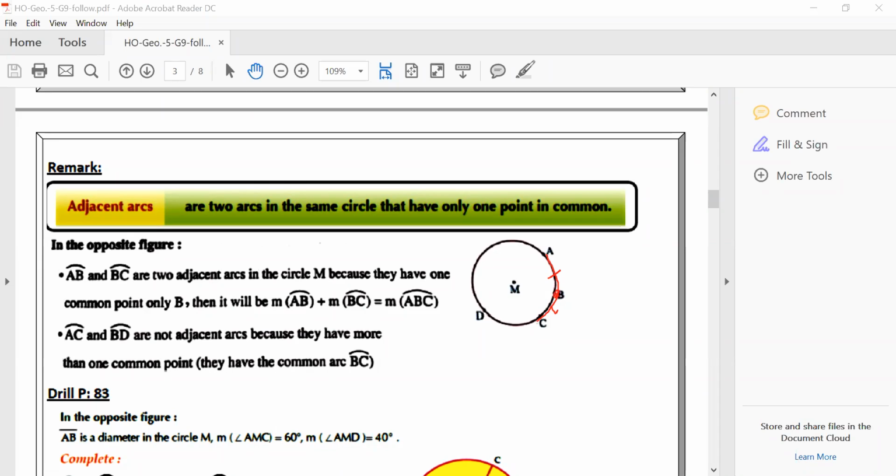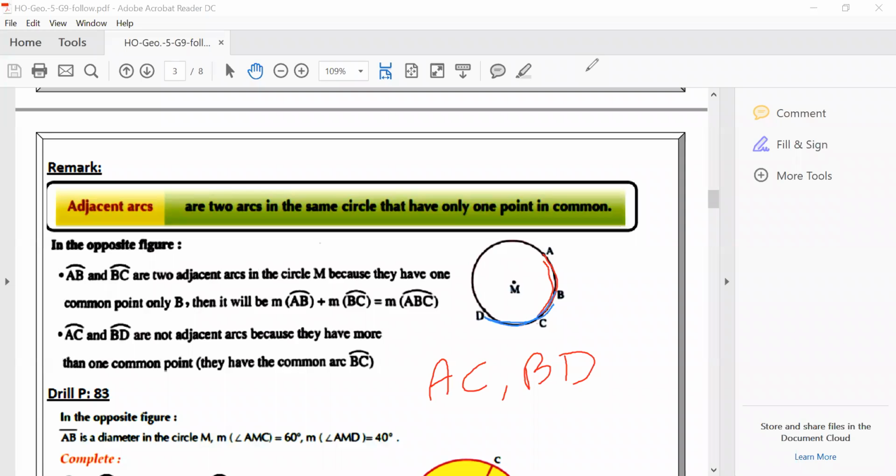Okay, but can I say the arc AC and the arc BD are adjacent arcs? The arc AC and the arc BD, are they adjacent? No. Why? They're not equal. No, I didn't say they are equal. Maybe they are not equal, but the condition is they must have one point in common, one point only.